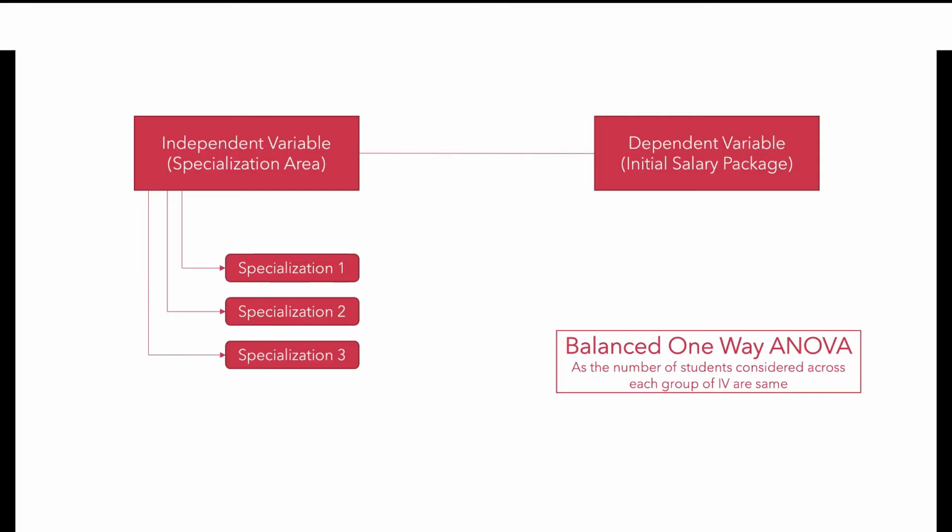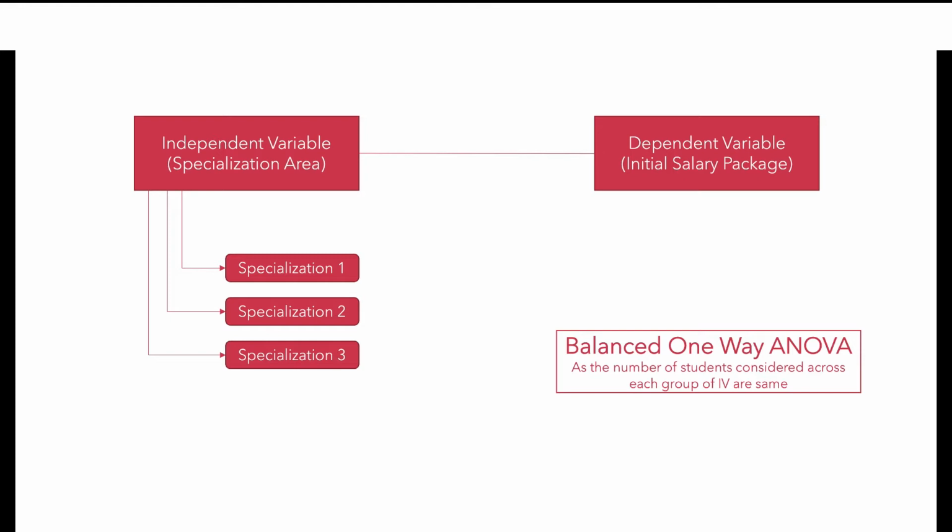In this case, the independent variable is our specialization area where we have three different unrelated groups. That is, students who opted for specialization 1, students who opted for specialization 2, and students who have opted for specialization 3. And our dependent variable in this case is initial salary package.